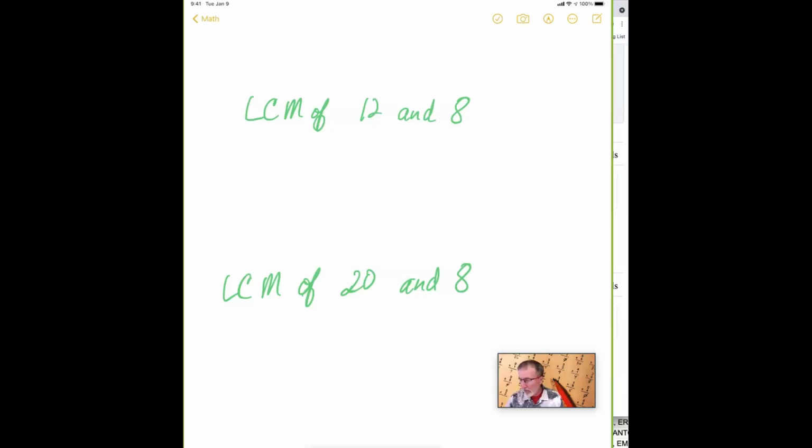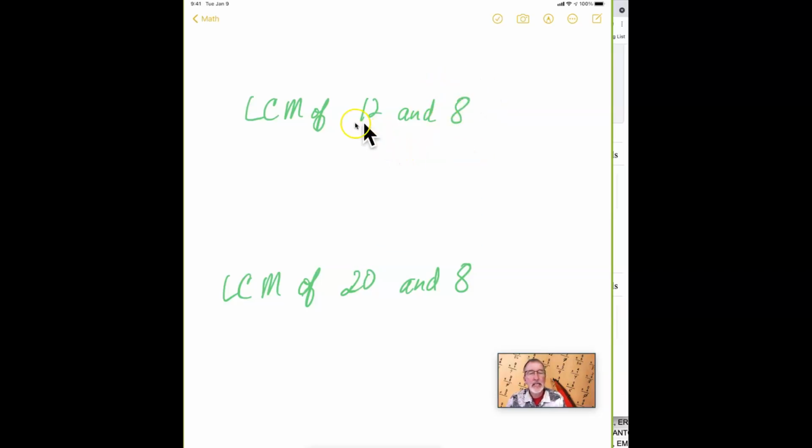Least common multiple of 12 and 8. So first we're going to compare the two numbers and take the larger one. And then we're going to think about skip counting by 12s. 12, 24, 36, 48, 60, 72, 84, 96. And while we're doing that, we're going to ask ourselves if we encountered a number that 8 divides evenly into.